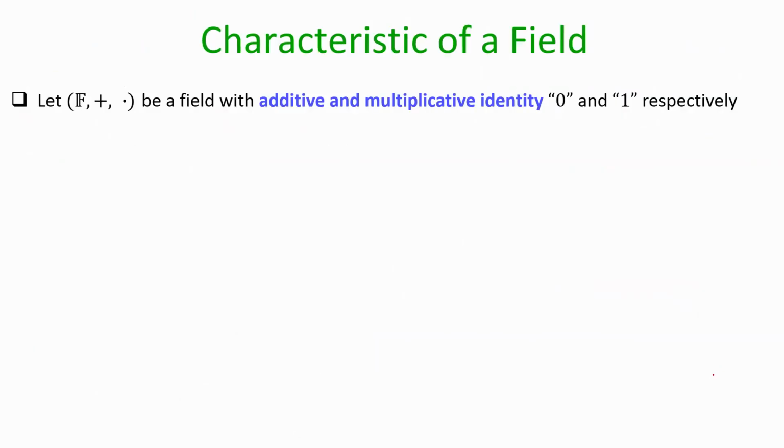Next, we want to define what we call the characteristic of a field. Imagine you are given an abstract field. This is your abstract plus operation and abstract dot operation, which need not be your integer plus and integer dot operation, and my elements 0 and 1 are the additive and multiplicative identity respectively. Again, they need not be the numeric 0 and 1. They are the representation of your additive and multiplicative identity elements.